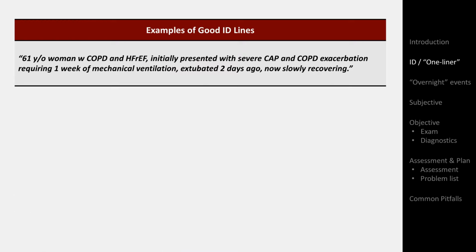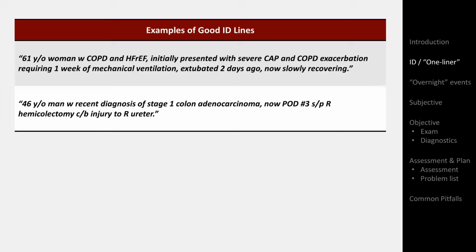A 61-year-old woman with COPD and HFrEF, or heart failure with reduced ejection fraction, initially presented with severe community-acquired pneumonia and COPD exacerbation requiring 1 week of mechanical ventilation, extubated 2 days ago, now slowly recovering. A 46-year-old man with a recent diagnosis of stage 1 colon adenocarcinoma, now post-op day 3, status post a right hemicolectomy, complicated by injury to the right ureter.